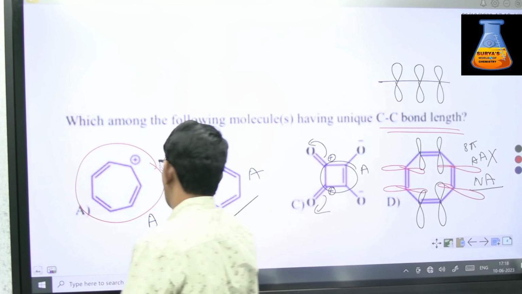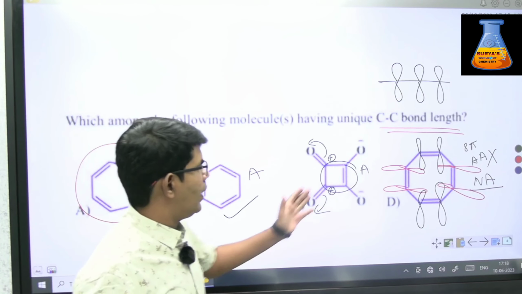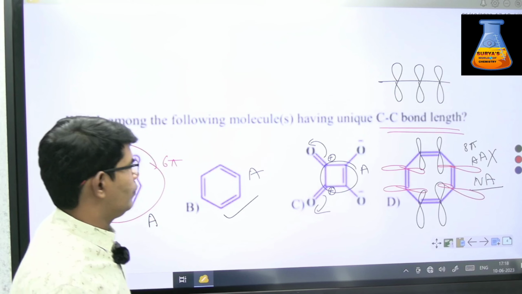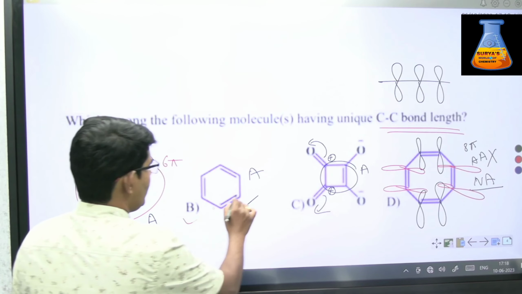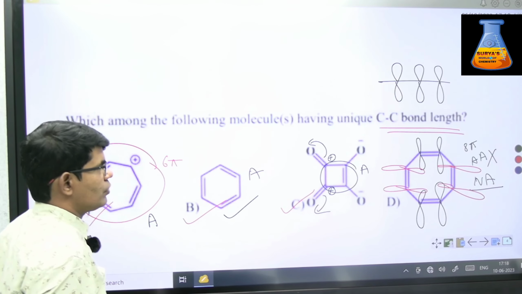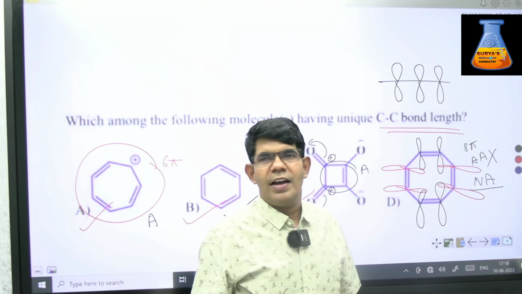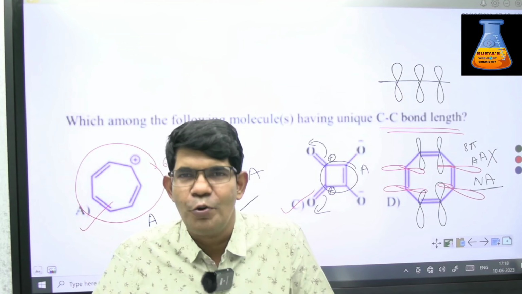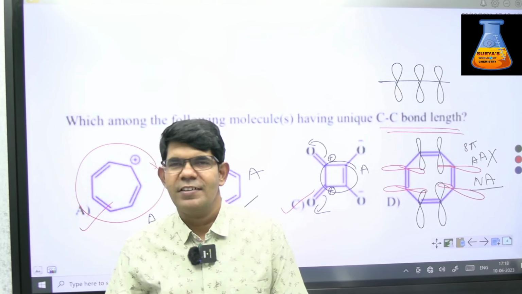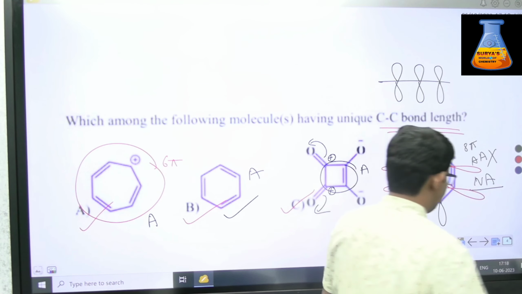So we have tropyl carbocation, benzene, and square anion. That is option A, B, and C are the molecules having unique carbon-carbon bond length. I hope you have understood this. Great. Let's move to the next concept.